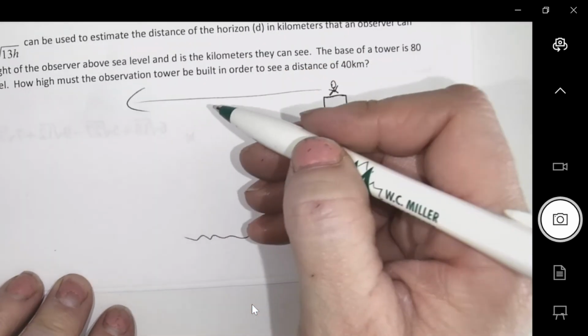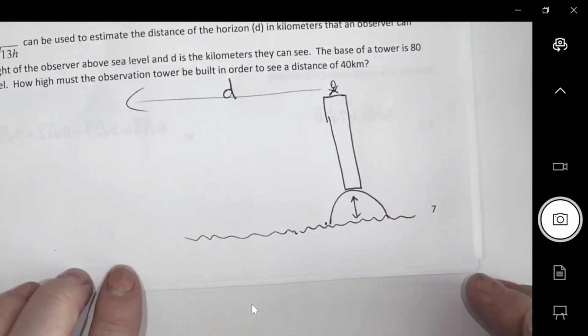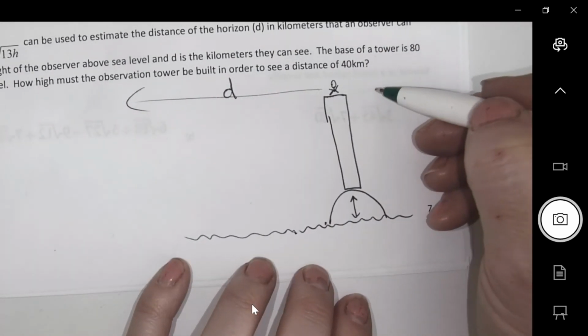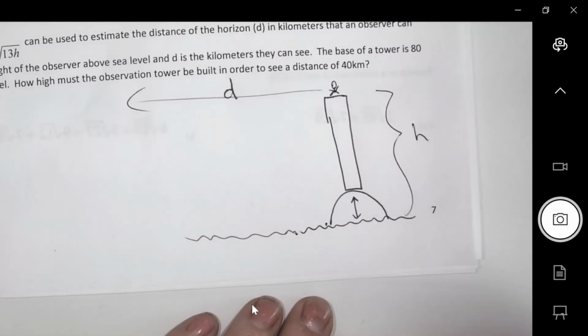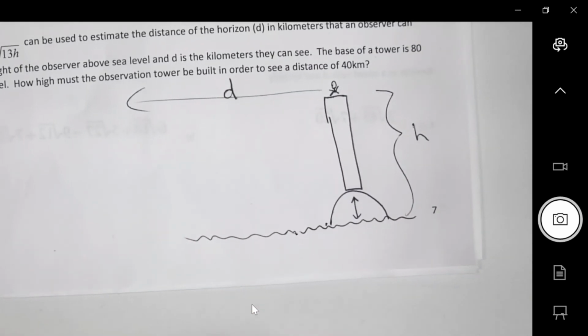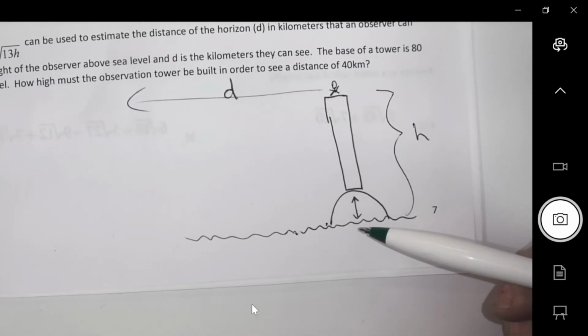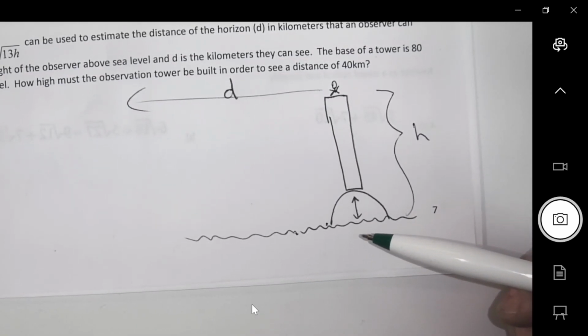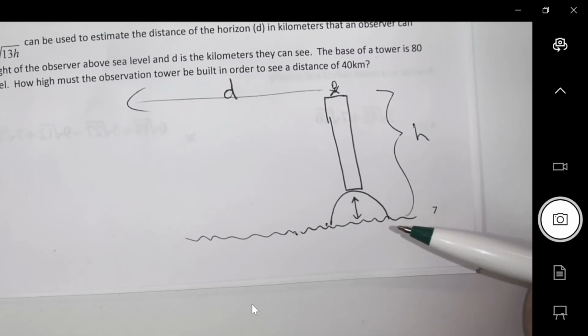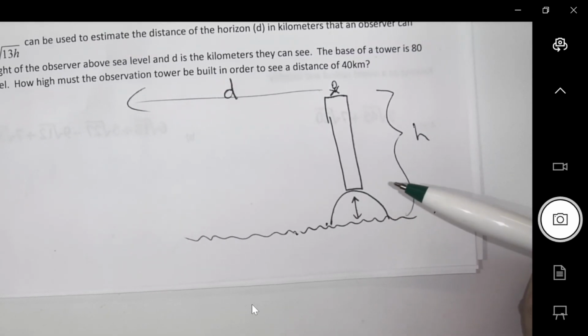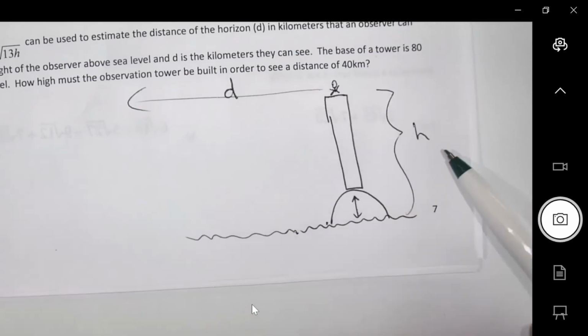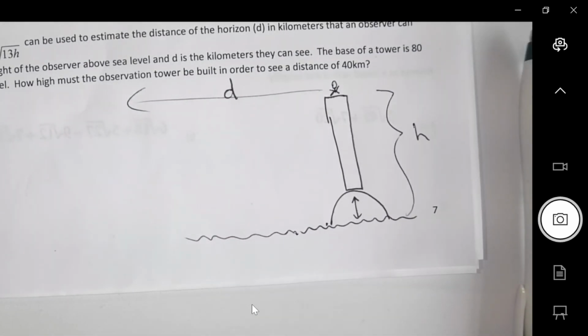So D talks about how far you can see out, and H is talking about your height above the sea. So when you're doing this formula, just consider the 80 at the end of the question, because you are already 80 above the sea level. So just consider that at the end of the question. But that's what the situation is. That's your variables.